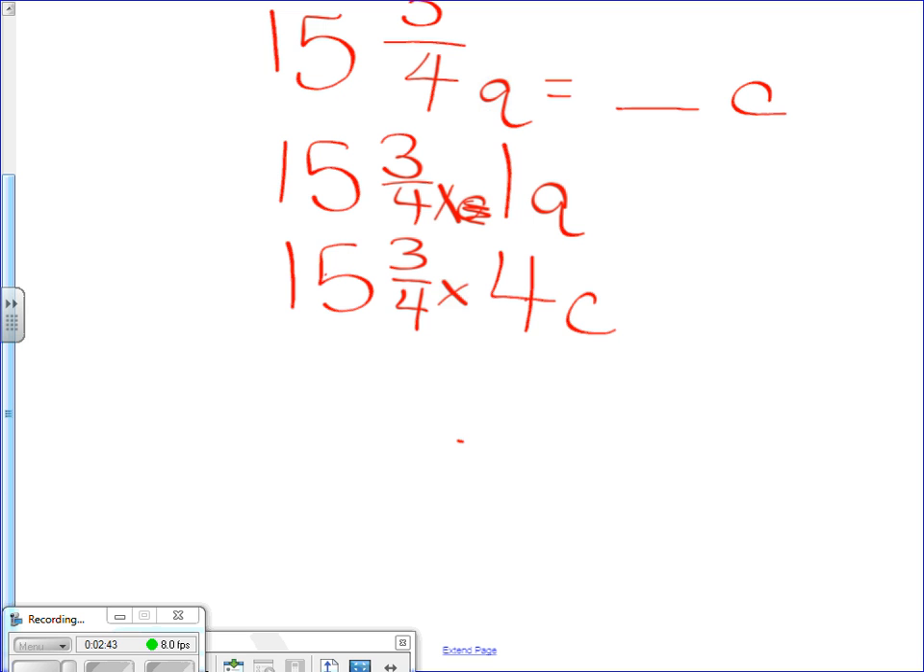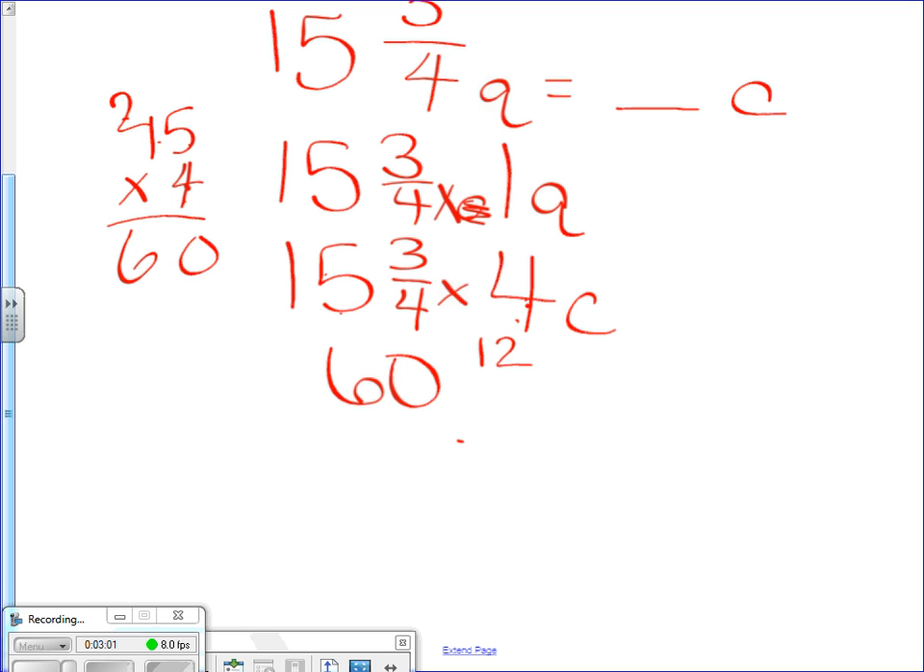4 times 15. So 4 times 15 is 60. 4 times 3 is 12. Bring my 4. This is improper, I can't keep this. 60. 12/4 is 3. 60 plus 3. 63 cups.